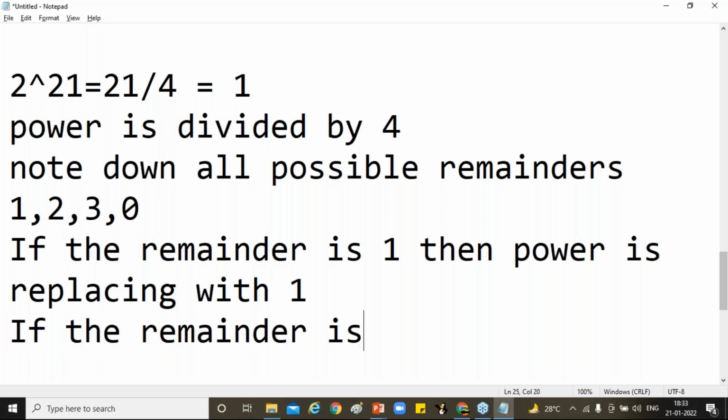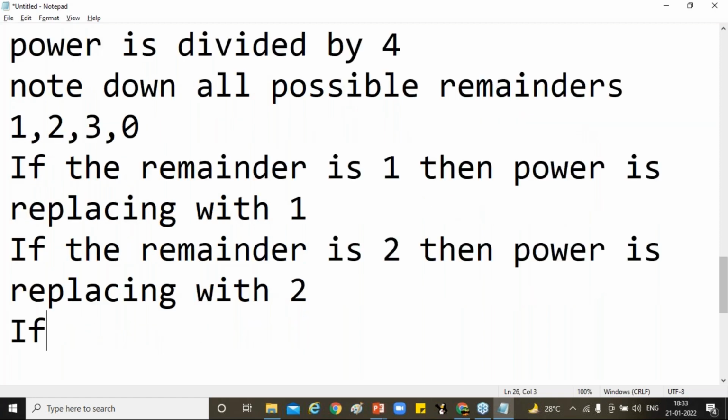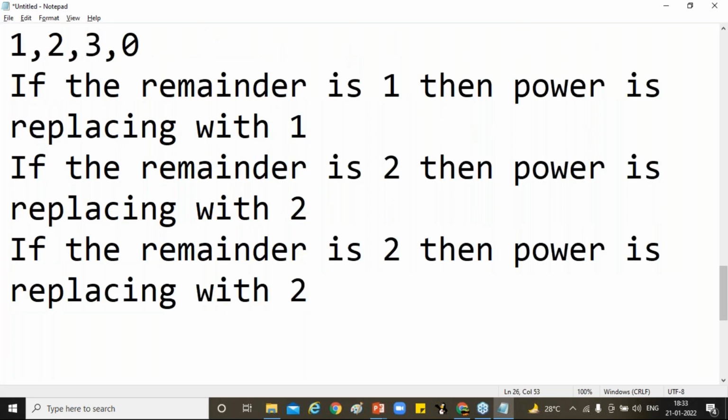If the remainder is 2, then the power is replaced with 2. If the remainder is 1, the power is completely replaced with the remainder. If the remainder is 2, then the complete power is also replaced with 2. If the remainder is 3, then the whole power is also replaced with 3.